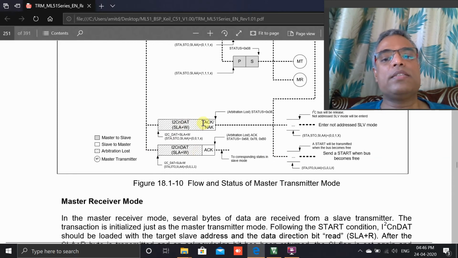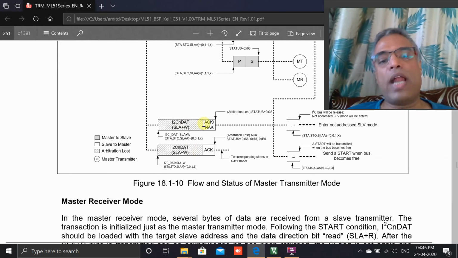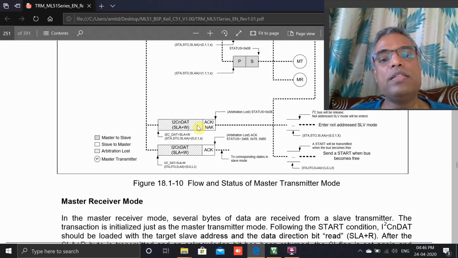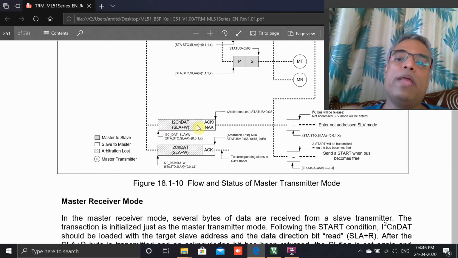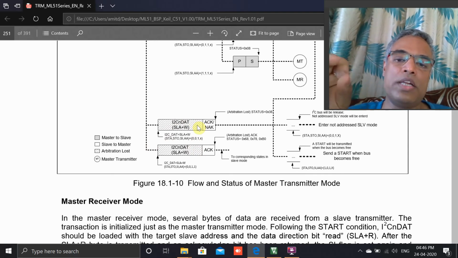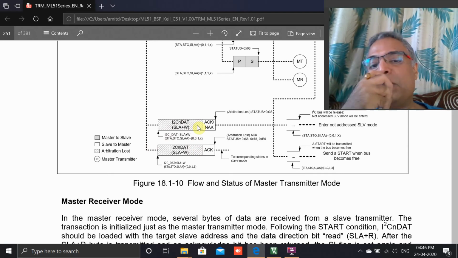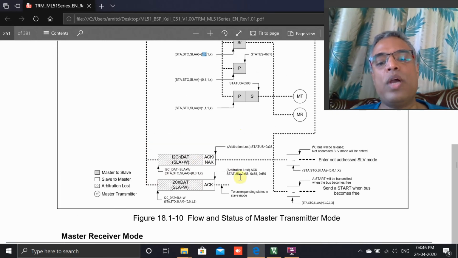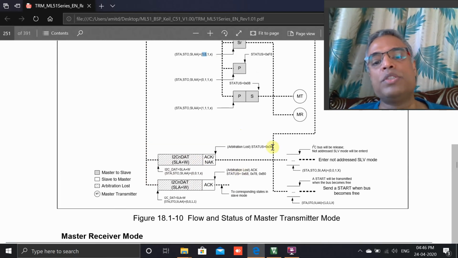That may not happen on a single master, when there is just a single master on the bus. Like you may have your microcontroller and some I2C peripheral ICs, like your RTC or your EEPROM, in which case you may not get an arbitration. But even if you do, you have the codes for the arbitration.